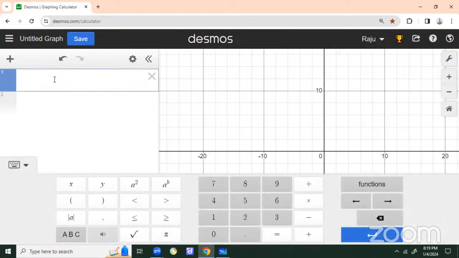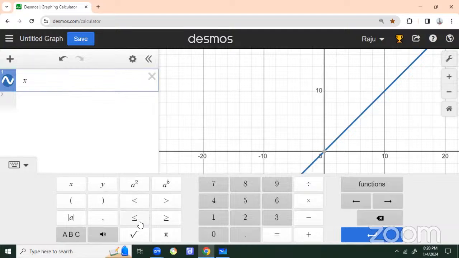Other one, if y is greater or equals to 0, then where will be the solution? Can you guess? If y is greater or equals to 0, in which quadrant will the solution region lie? Can you guess? Okay, first let's talk about x only now.